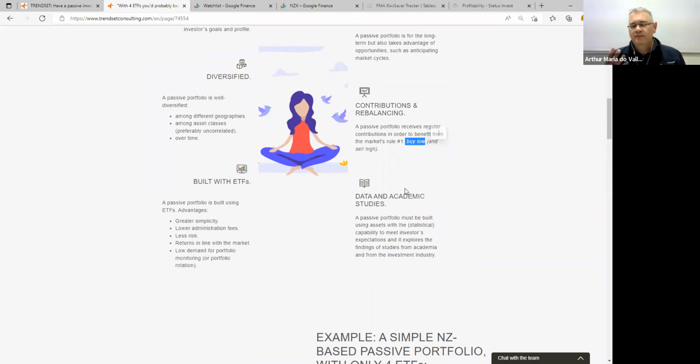So I'm not saying, for example, that you should sell units in the ETF that has outperformed the others, maybe the US market. I'm just saying, if you have money to contribute, go there and buy the one with the lowest balance in order to pay less for the same thing. Okay, and other aspects here. Good.